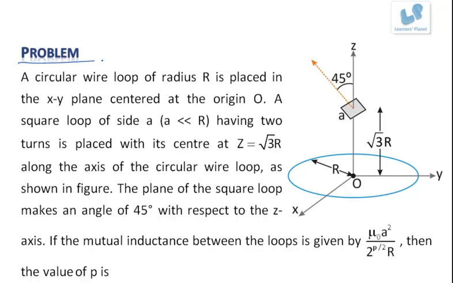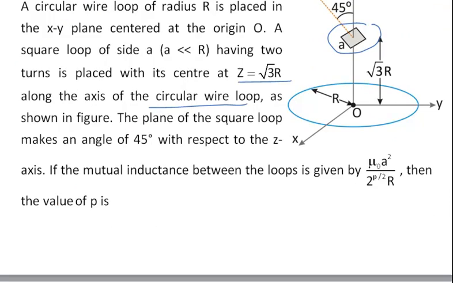Now let us look at the next problem. A circular wire loop of radius r is placed in the xy plane centered at origin O. A square loop of side A, where A is much less than R, having two turns, is placed with its center at z equal to root 3r. So this distance is root 3r along the axis of the circular wire loop, as shown in the figure.